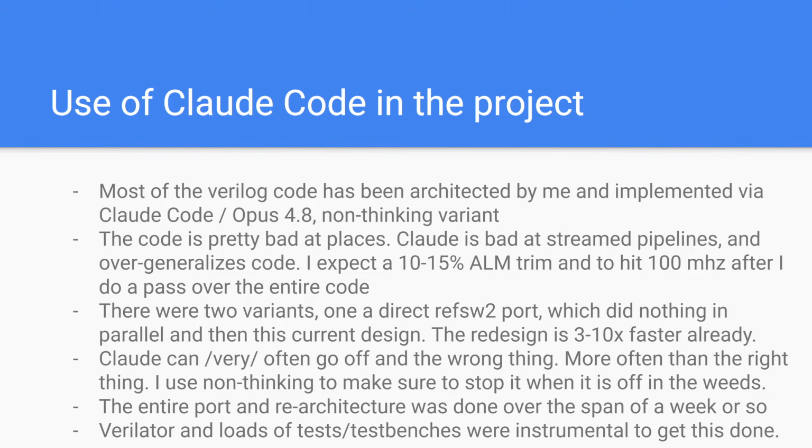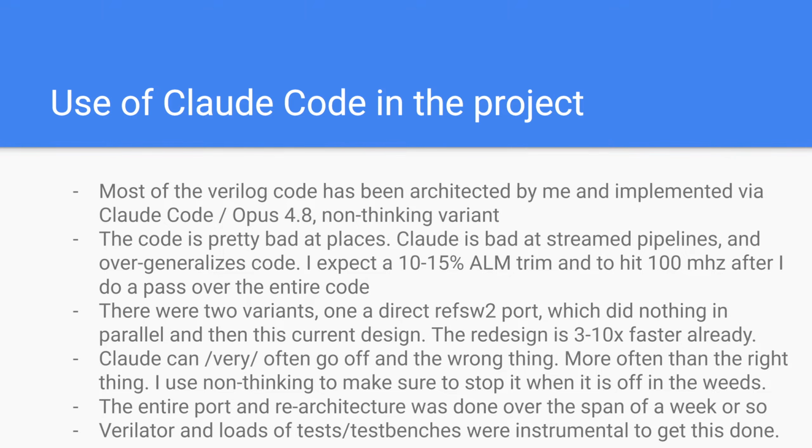So I mentioned Claude was used, so I figured I might as well clear up how this was done and how Claude was used. Most of the Verilog code has been written by Claude. I've written like 20 lines of Verilog. I have reviewed the TSP unit, that's why it's so much faster, like the shading of the TSP, shading and texturing. I'm using Opus 4.8, not Fable, because Fable is slow, and I'm using the non-thinking variant, so I can stop it when it goes the wrong direction. The thinking variant doesn't tell you what it's doing, so it's too slow, and it's off the weights.